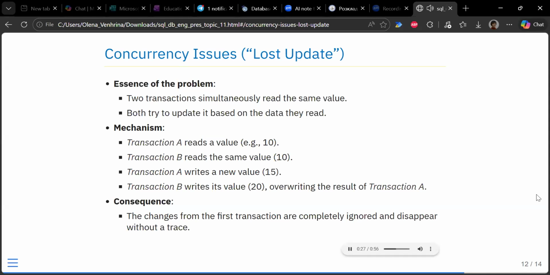The same thing happens in databases. Two transactions read an initial value, e.g., quantity of goods in stock equals 10. The first one sells one item and writes 9. The second one also sells one item, but it calculated 9 from the initial 10 and also writes 9. As a result, instead of 8 items remaining in stock, since 2 were sold, there are 9. The update from the first transaction was simply overwritten by the second. This is a critical error for any accounting system.